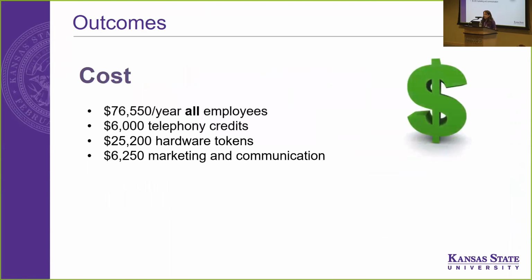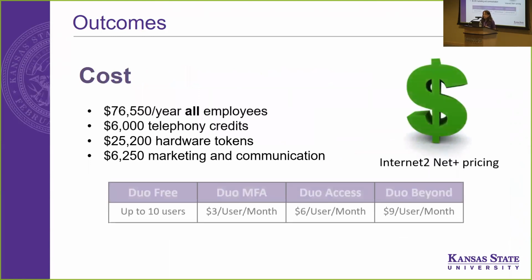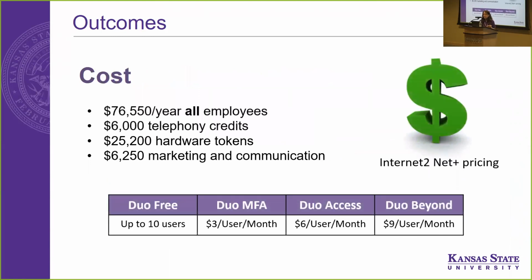And then this slide is a cost scenario if all employees at K-State had Duo. It's about 12,600 users, I think, is what this is estimated at. It turns out K-State has more student employees than we have regular employees. I didn't know that until we started doing this project. So we have two other cost scenarios, including a slower rollout to campus. This one is with rolling it out to everyone.